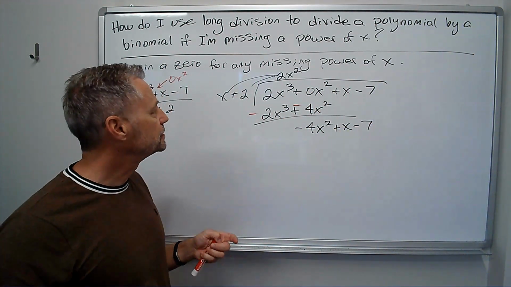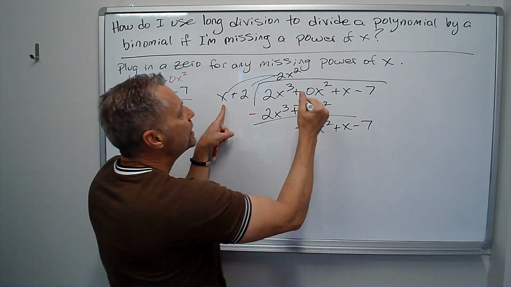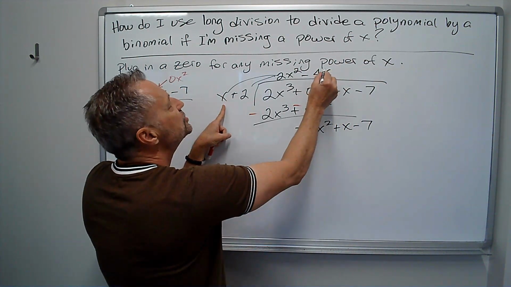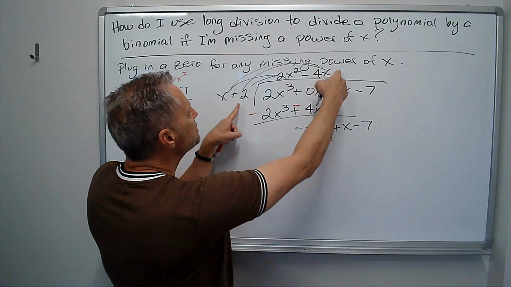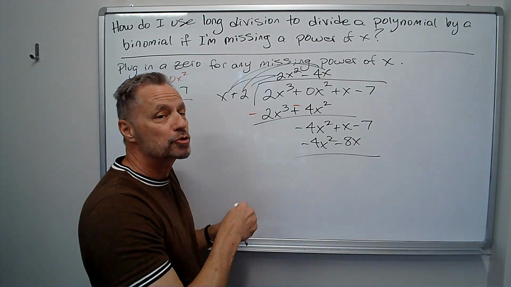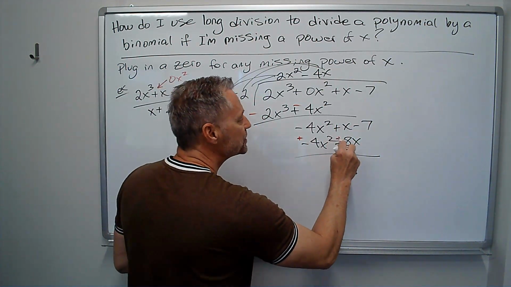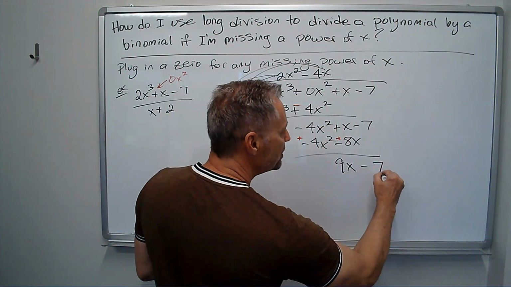Repeat the process. What do I multiply by x to get negative 4x squared? Oh, that's negative 4x. Distribute to both pieces. Negative 4x squared, negative 4x times 2 is negative 8x. Subtract these, so I'm going to add the opposite. 1x plus 8x is 9x. Roll down the minus 7.